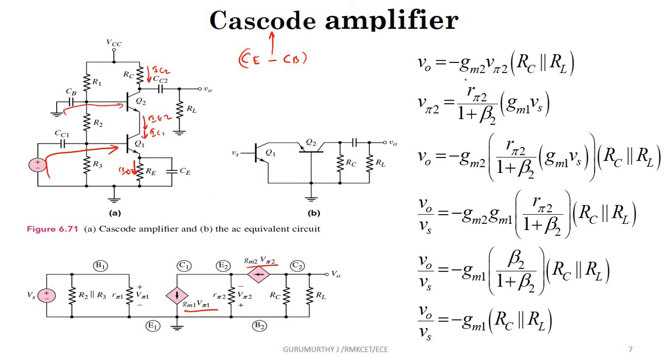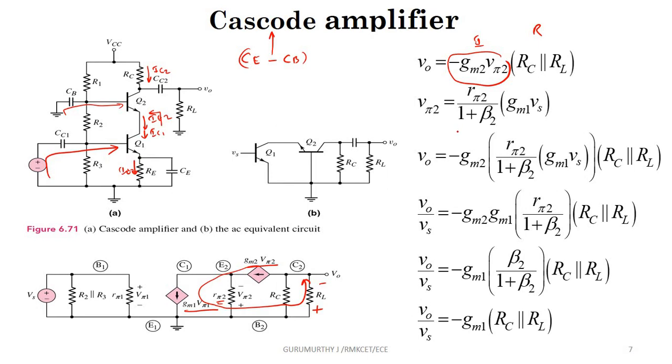So the output V naught is nothing but current into resistor. The current value is GM2 V pi 2. And why is it minus? This current is circulating here, so this tends to be plus and this tends to be minus. So it is minus. So what is V pi 2? The voltage across R pi 2. When you want to find the voltage across R pi 2, it is I into R. I is GM1 V pi 1 and R is R pi 2.